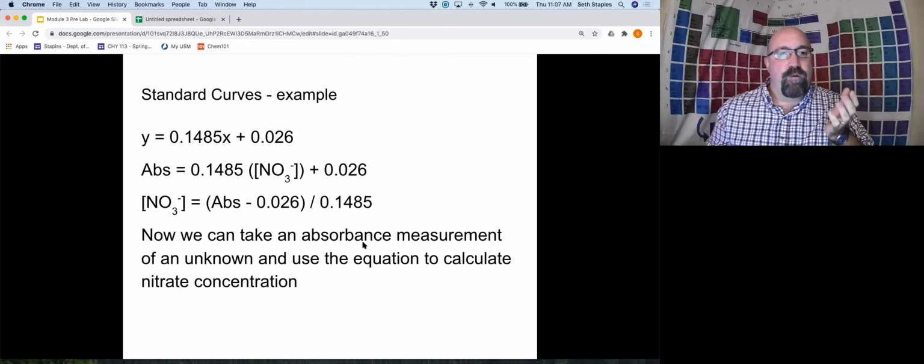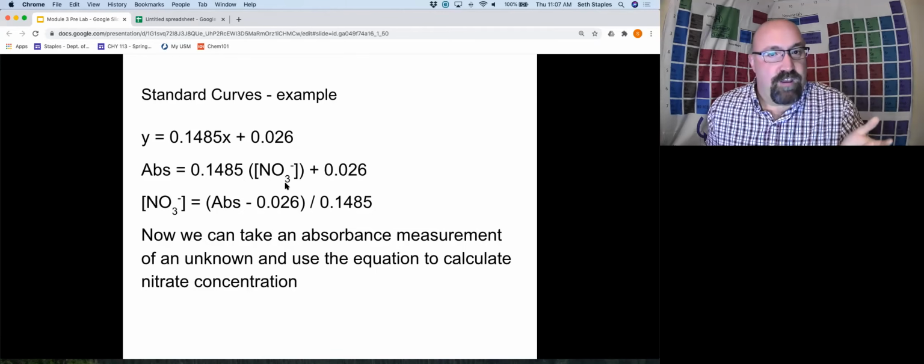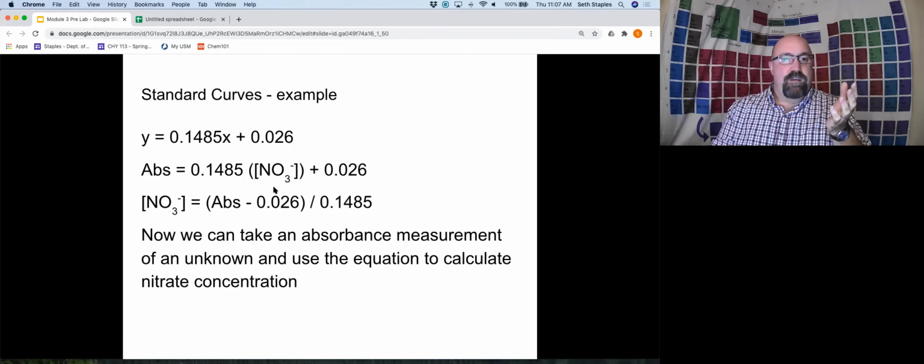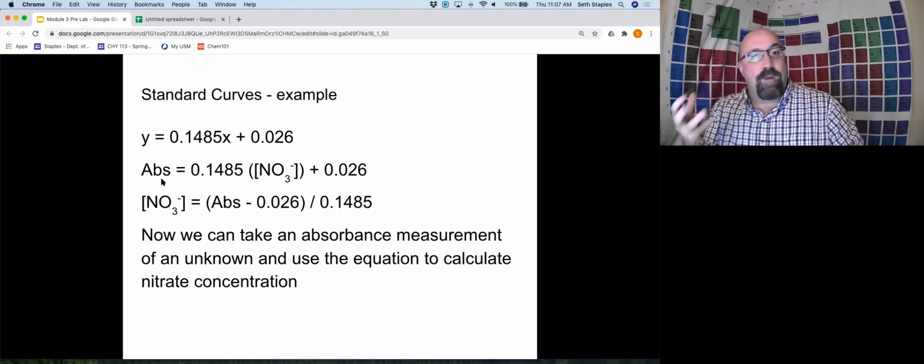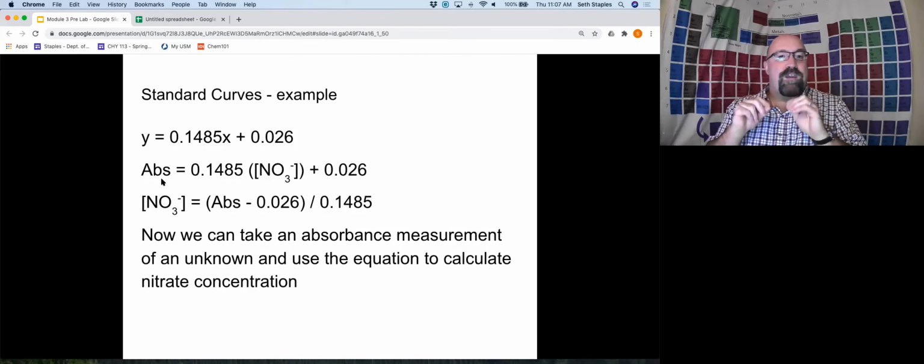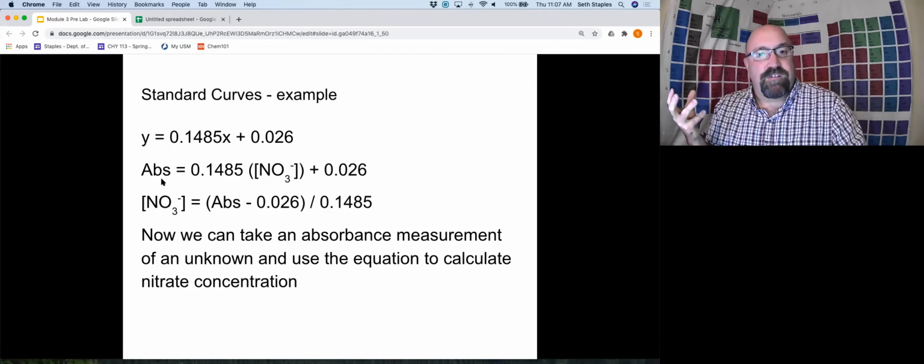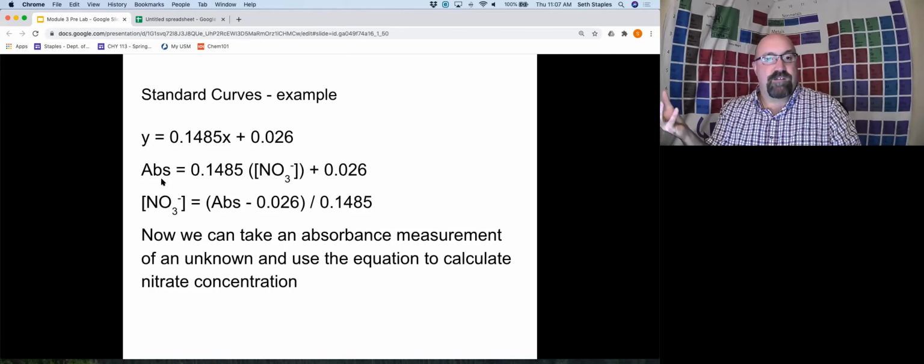Now what we want to remember, though, is what y and x actually are. Remember that y was our absorbance value. So let's put that right in for the y value. So we have absorbance equals 0.1485 times, remember, x is our nitrate concentration. So let's put that right in here. And then plus our B value, so to speak, our 0.026. And so absorbance equals 0.1485 times nitrate concentration plus 0.026.